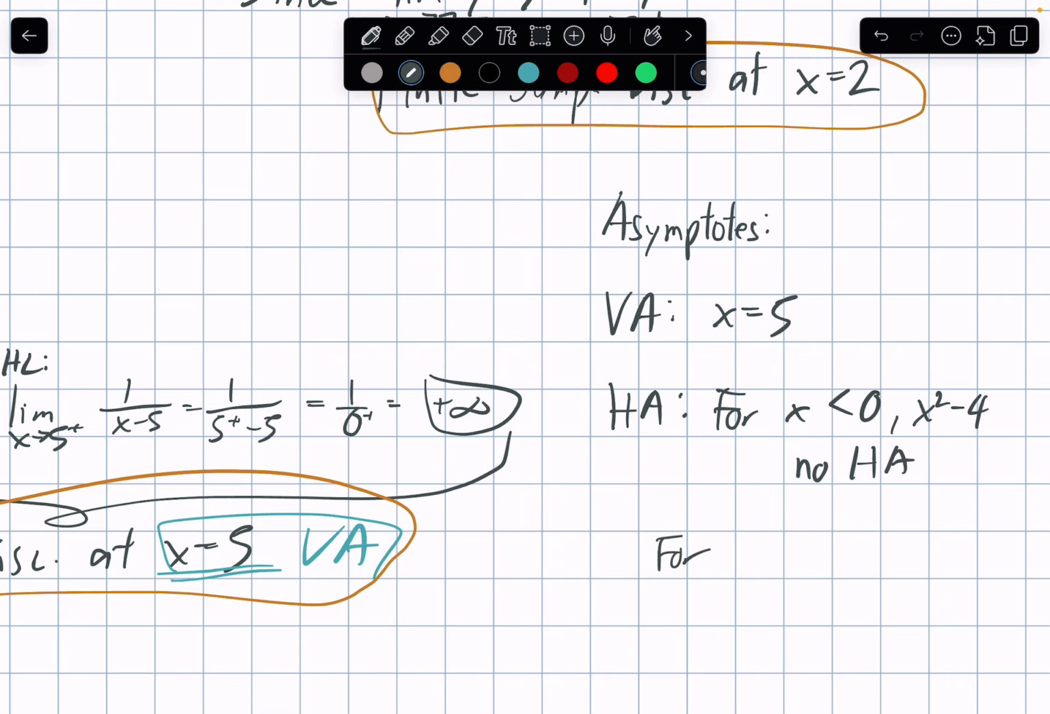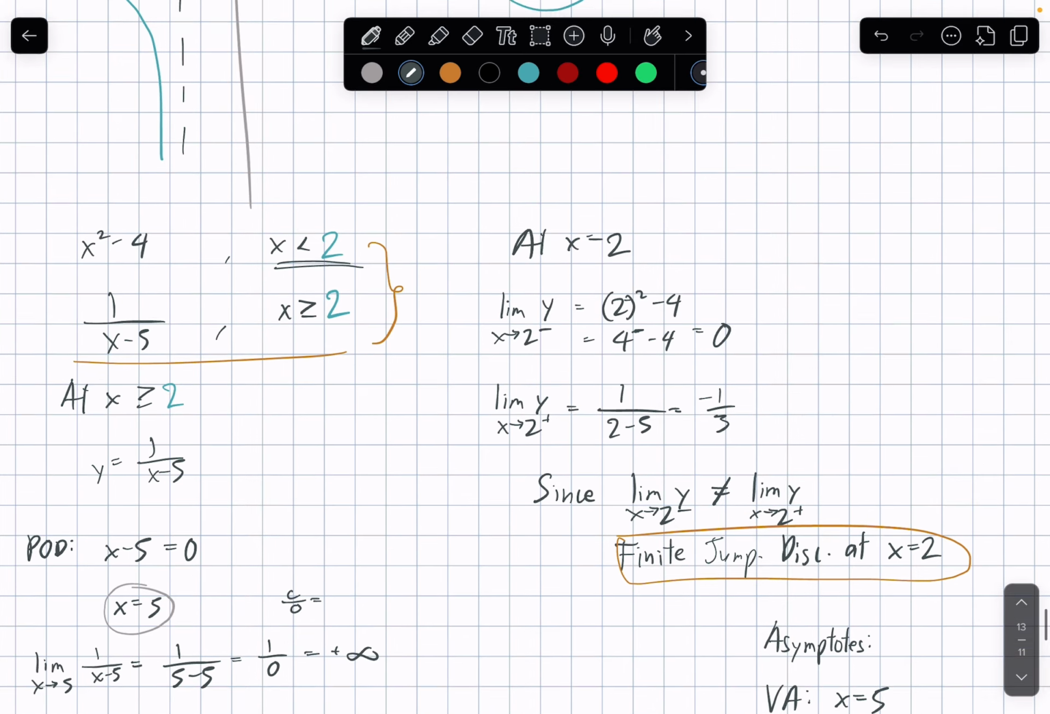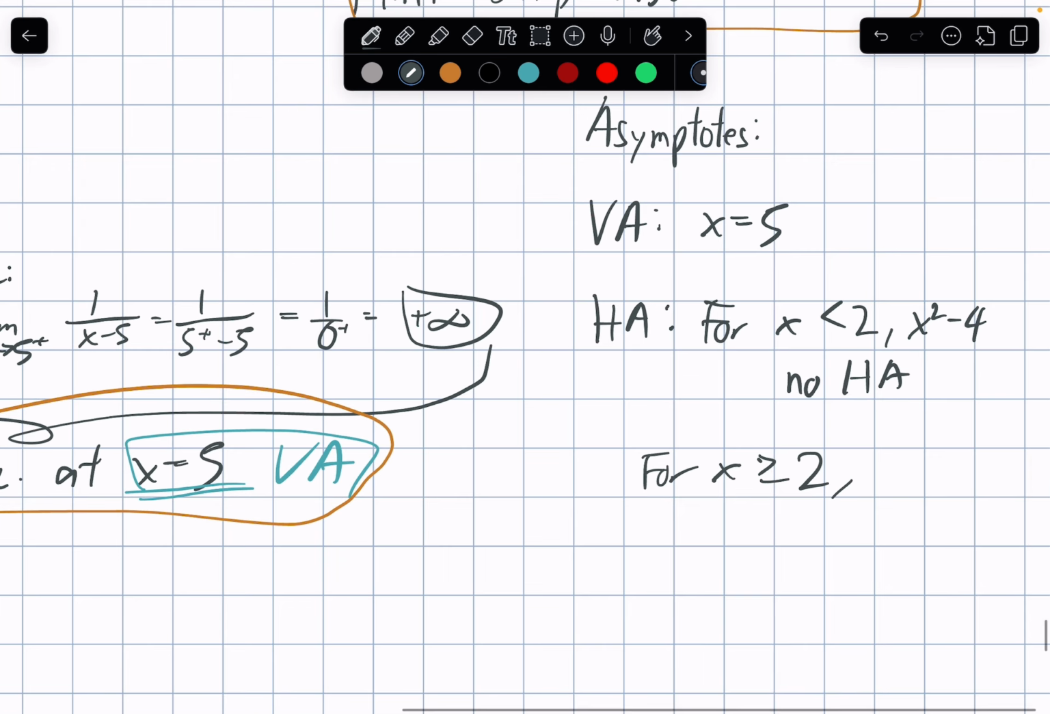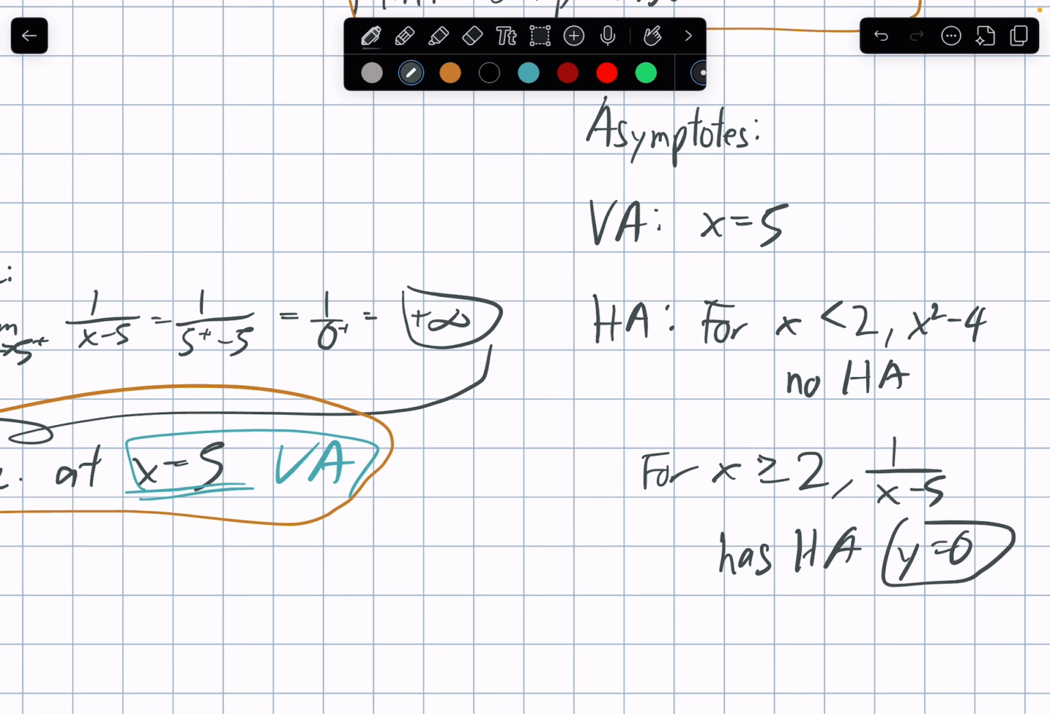But for x, sorry, this is supposed to be 2. For x is greater than or equal to 2, 1 over x minus 5, since the degree of the denominator is greater than that of the numerator, it has an HA, which is 0.